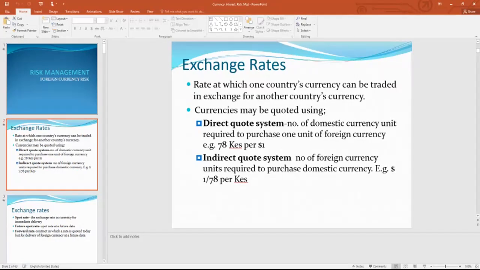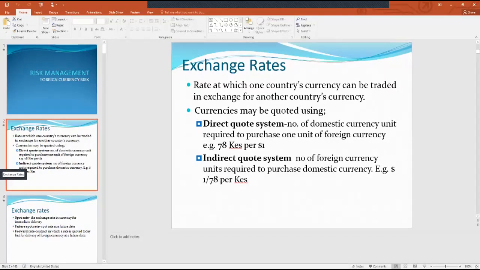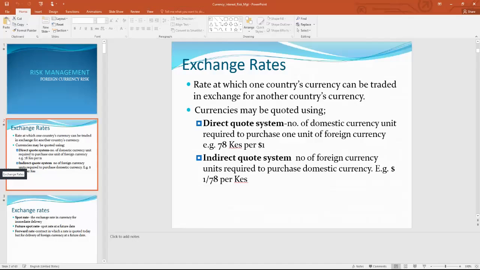In this example, this was at 78. Don't forget that the market we are in is Kenya, therefore the local currency in the Kenyan context is the Kenyan shilling. We have the price and the base currency. So if the foreign currency, in this case the US dollar, is the 1 unit, and 1 unit of foreign currency is equal to X amount of the local currency, then we refer to that as the direct quotation system.